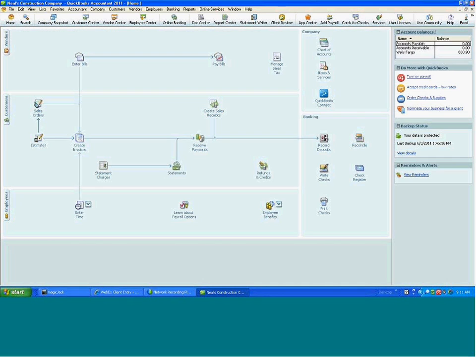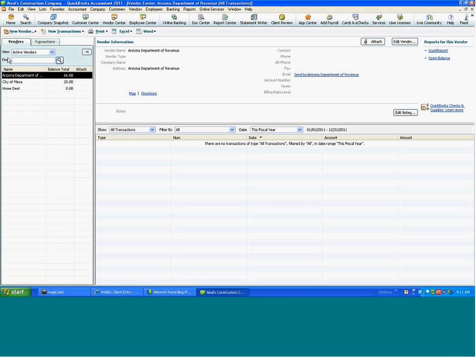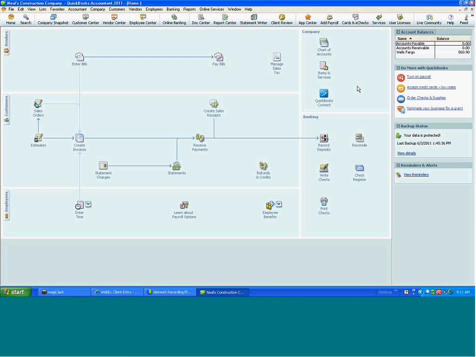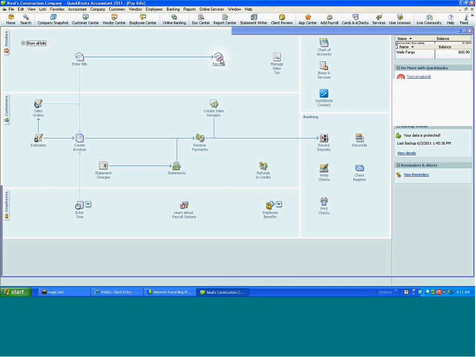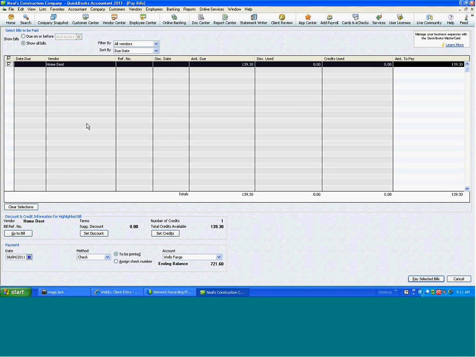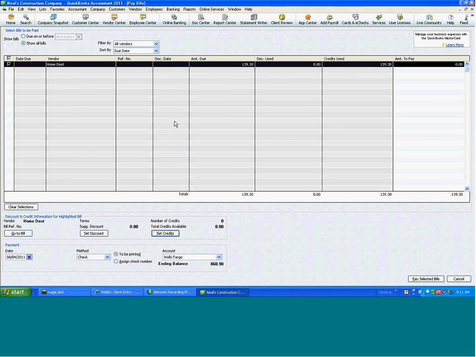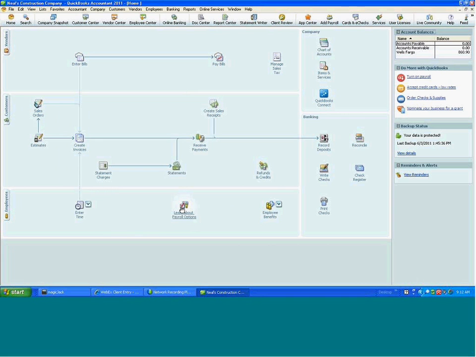I have one more transaction to go. I don't have this entry canceled out here. I have to match up the deposit to that credit. So all I have to do is go into pay bills. Here's the Home Depot. And we've got $139.30 credit. I just set my credits, and so that's matching up the deposit into my bank with the credit voucher that I have. And then I just click on pay bills, and I'm done.